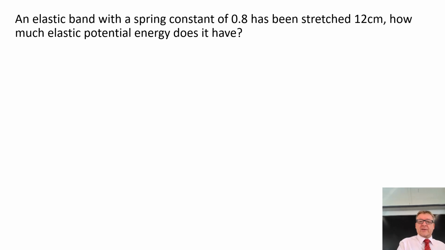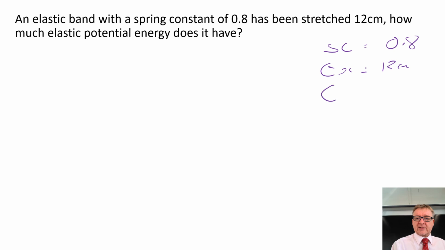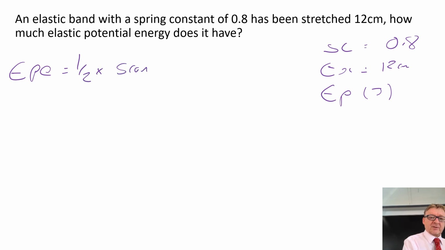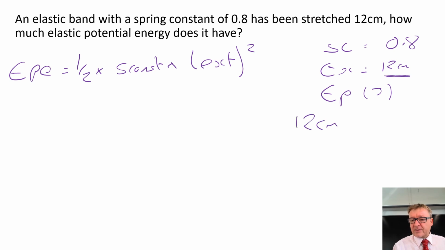An elastic band with a spring constant of 0.8. So spring constant, pick out the data, 0.8. Extension is 12 centimeters. Okay, I can see that's going to be a problem. I want the elastic potential energy, okay, which is measured in joules. So I find my formula. So elastic potential energy equals half times the spring constant times extension squared. Right, now I can see that's 12 centimeters. So 12 centimeters equals 0.12 meters, because extension must be in meters.